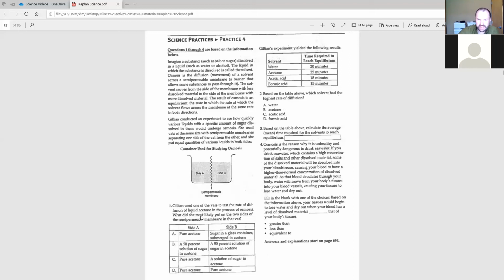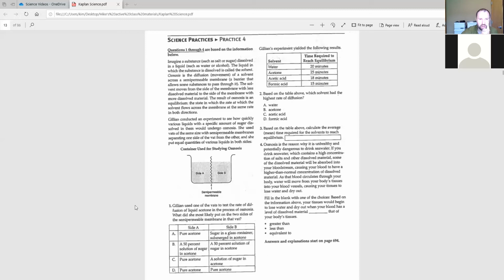What did she most likely put on the two sides of the semi-permeable membrane in that vat? So he's trying to test the rate of diffusion of liquid acetone. In other words, how quickly will acetone dissolve sugar and balance out compared to whatever's on the other side.